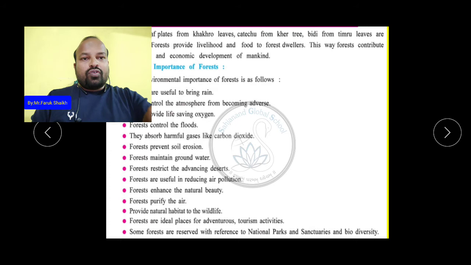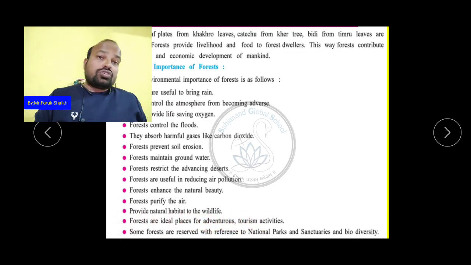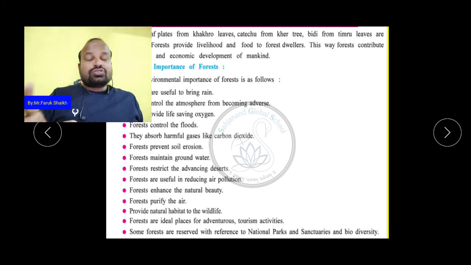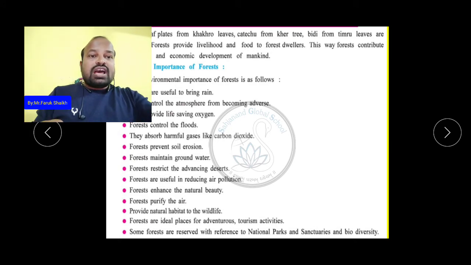Forests are ideal places for adventure tourism activities. Some forests are reserved as national parks, sanctuaries and for biodiversity, and many of the forests are also reserved.